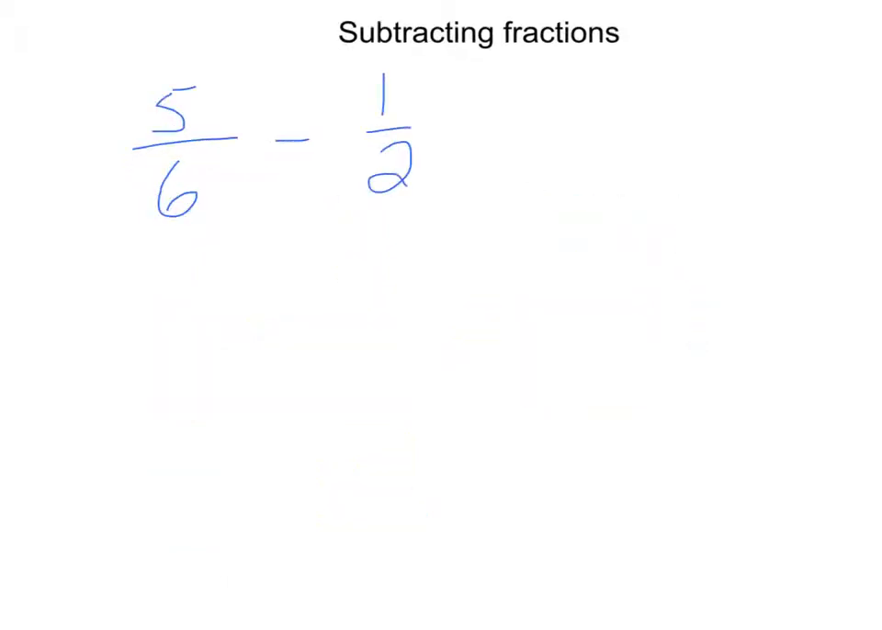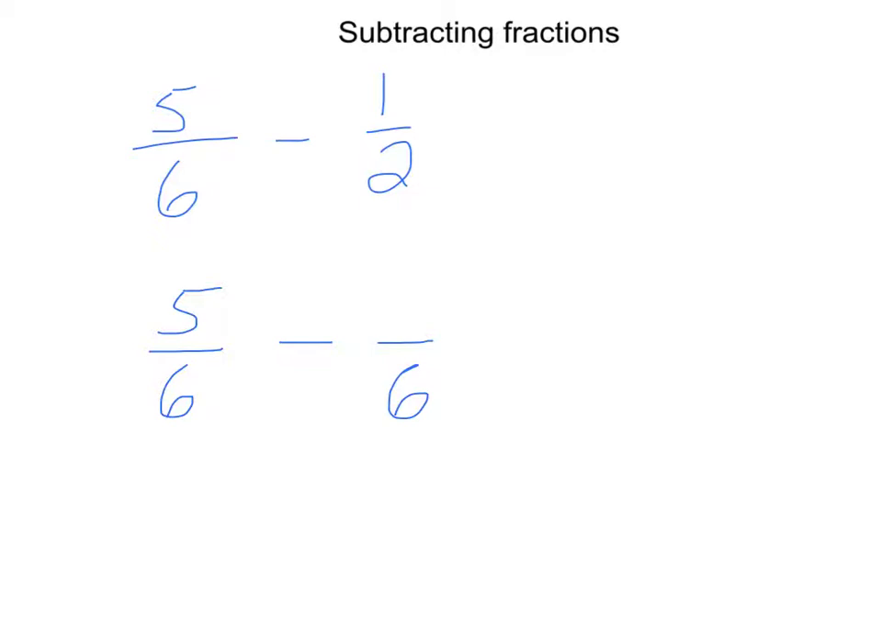In order to subtract 1/2 away from 5/6, we must first get a common denominator. In this case, we only have to change one of our fractions, 1/2, because the common denominator between 5/6 and 1/2 is 6. So 5/6 is going to stay the same, and the only one we have to change is 1/2.